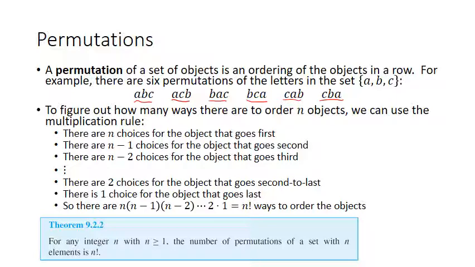So if we use the multiplication rule, then we get that there are n times n minus 1 times n minus 2, and dot dot dot, all the way down to 2 times 1 ways to order the objects. And I hope that you remember this notation right here. This is n factorial. The exclamation point is read factorial, and it just has this formula right here. So there are n factorial ways to order the objects. Theorem 9.2.2 is just telling us that for any integer n with n greater than or equal to 1, the number of permutations of a set with n elements is n factorial.